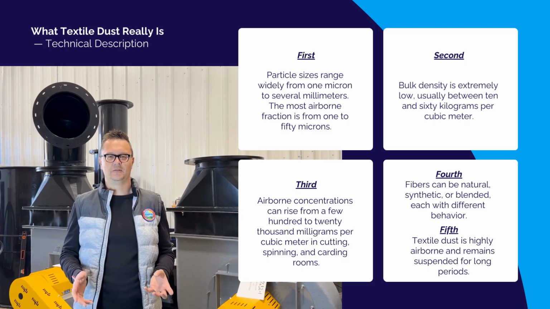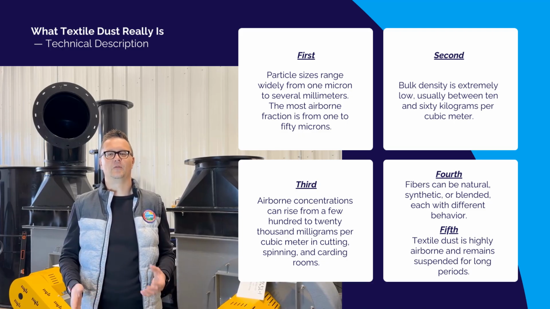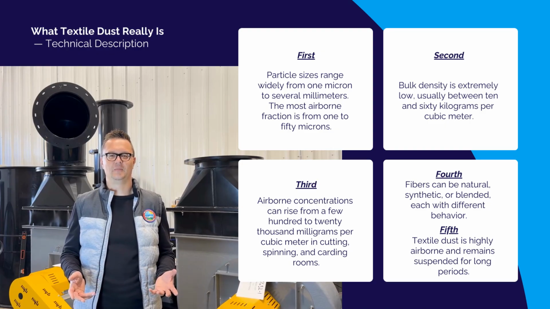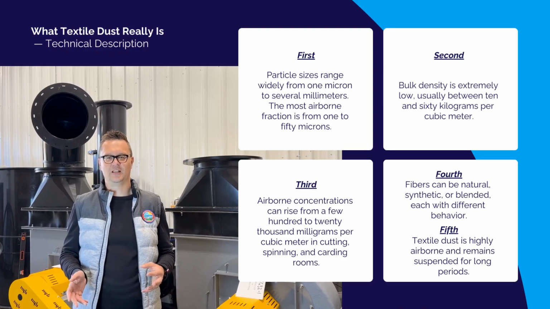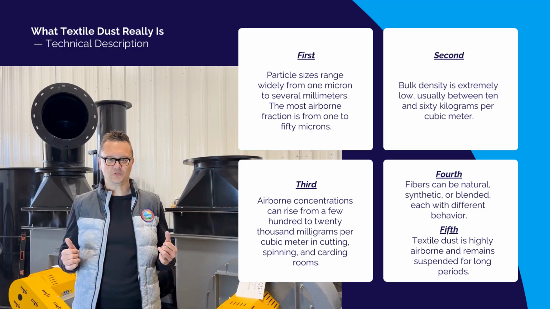Technical description. Textile dust is a mix of fibers, microfibers, yarn fragments, lint, and filler particles generated during textile manufacturing. Its technical characteristics. First, particle sizes range widely from 1 micron to several millimeters. The most airborne fraction is from 1 to 50 microns. Second, bulk density is extremely low, usually between 10 and 60 kilograms per cubic meter.